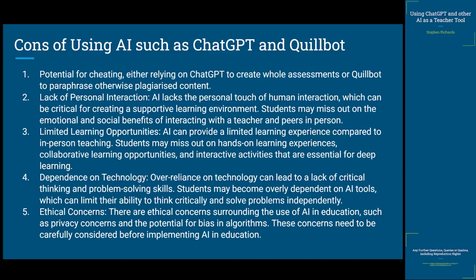We wouldn't want our students to be dependent on technology, so this over-reliance on technology can lead to a lack of critical thinking and problem-solving skills. They might become overly dependent on tools such as ChatGPT, Quillbot, Grammarly, that kind of thing, which can limit their ability to think critically and solve problems. And there are some ethical concerns, a little bit less with ChatGPT, more so with Quillbot, but also when we're looking at generated art, which does sometimes generate art based on work that hasn't been correctly sourced.